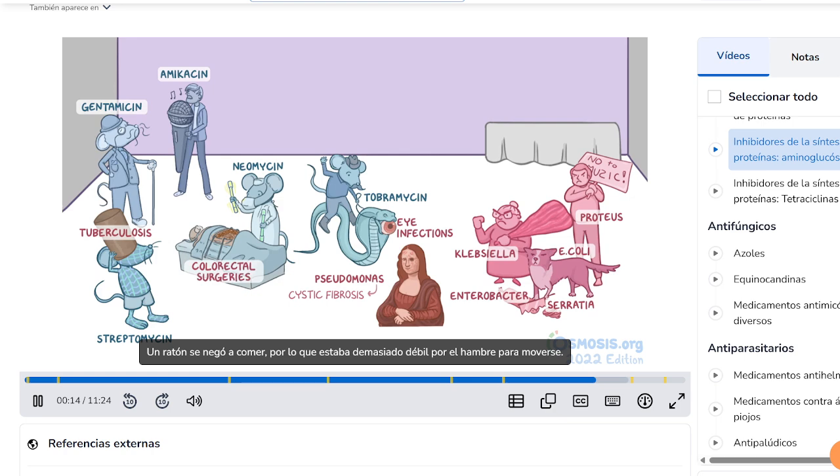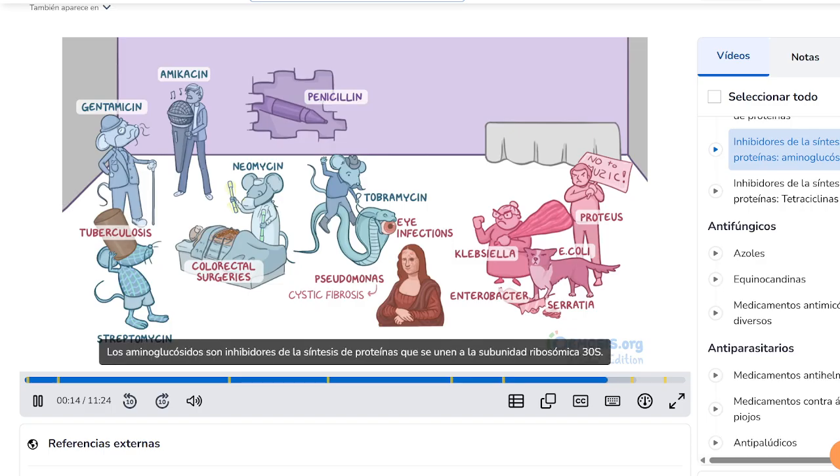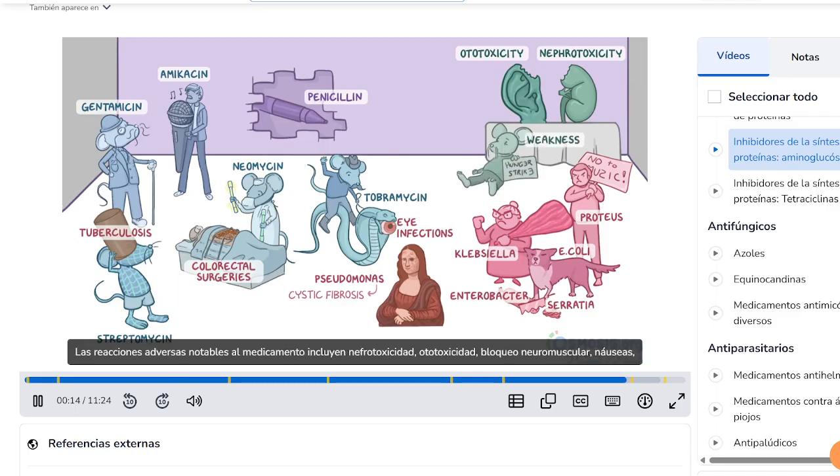Now, someone used a giant pen as a battering ram and smashed a hole in the purple wall. This is because we use beta-lactams, like penicillin, to break down the cell wall of gram-positive bacteria, which stain purple. This is nice because now the aminoglycoside mice can go through the wall whenever they want. For side effects, some of the mice have been nibbling on a large ear and a kidney, which represent ototoxicity and nephrotoxicity. One mouse refused to eat, so he's too weak from the hunger to move. Another mouse with a red rash was so grossed out, he started vomiting.